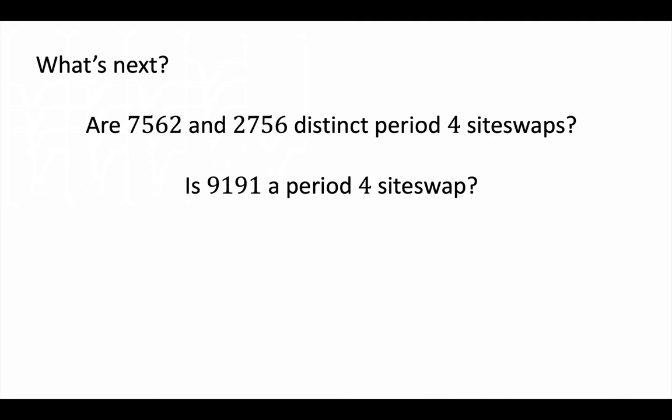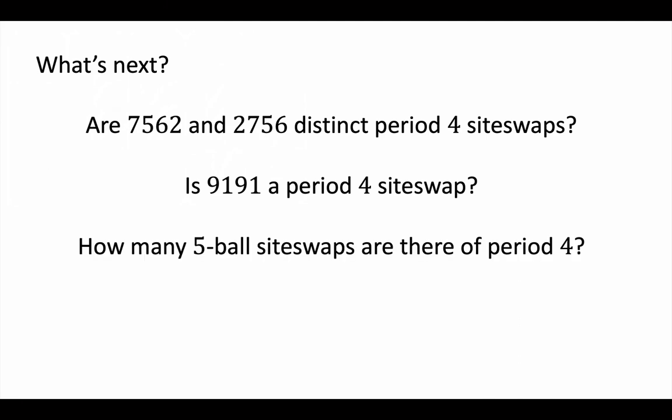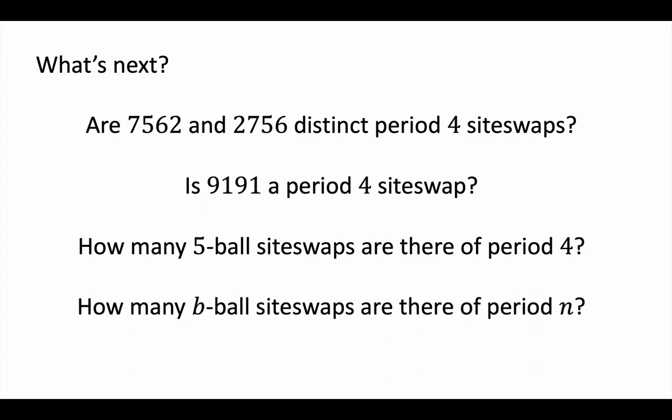How about 9191? Do we want to count it as a period 4 siteswap, or really we could just do the 91, which is a period 2 siteswap? Again, sometimes we'll count it as a 4-ball siteswap or a period 4 siteswap. Sometimes we'll count it as a period 2 siteswap. In the next video, we're going to end up being able to count things like how many 5-ball siteswaps are there of period 4? Or more generally, how many B-ball siteswaps are there of period N?